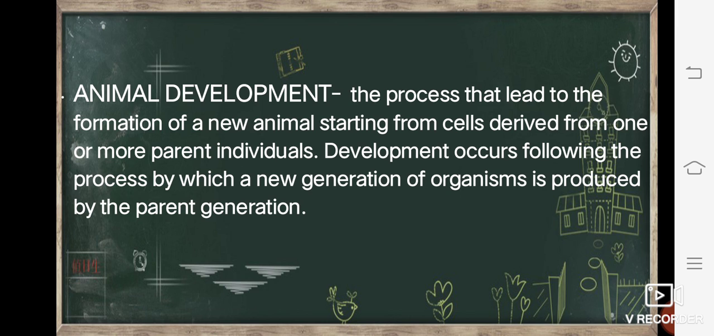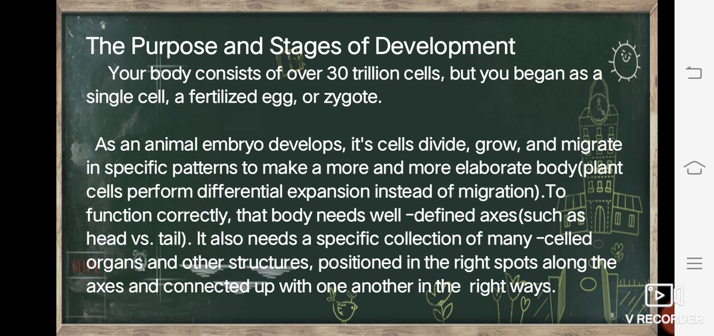Animal development, the process that led to the formation of a new animal, is starting from cells derived from one or more parent individuals. Development occurs following the process by which a new generation of organisms is produced by the parent generation. The purpose and stages of development.